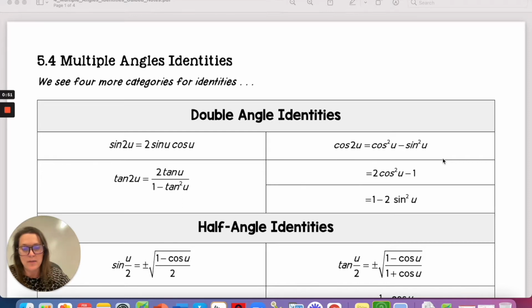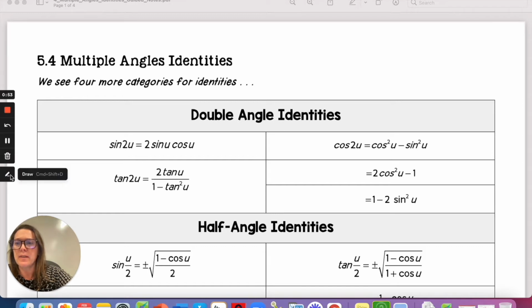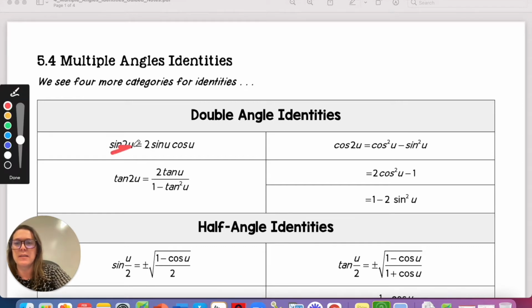So our double angle for, I think I have a pointer here. Is that going to do anything? Or nope. Yeah, maybe I don't want to do that.